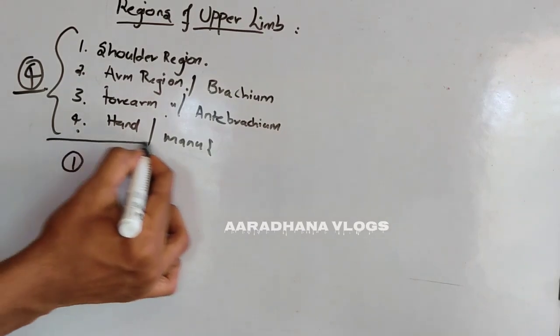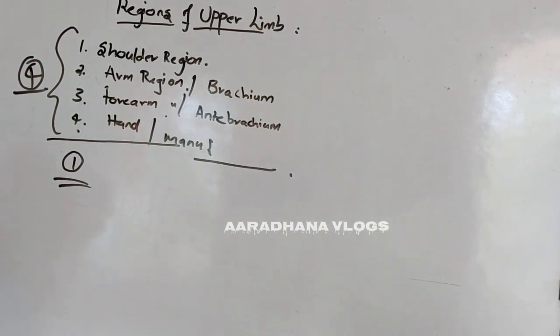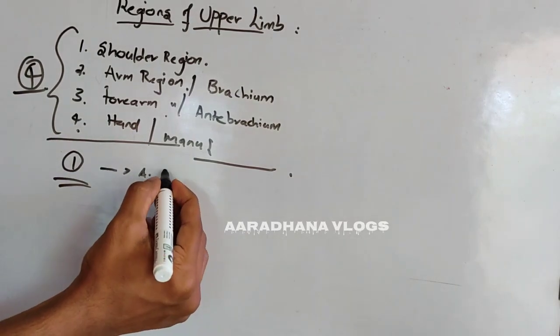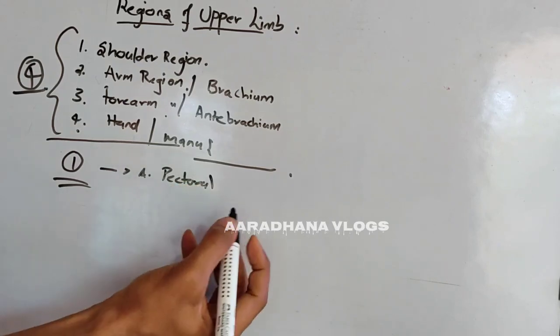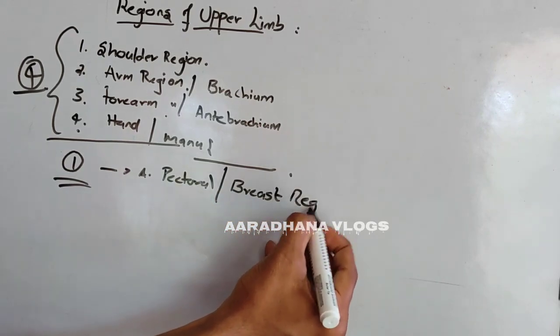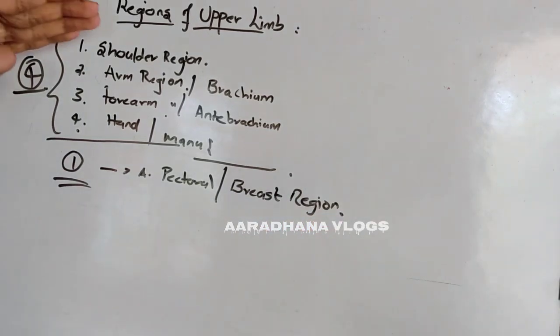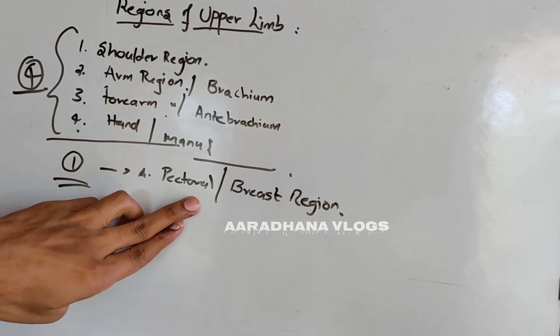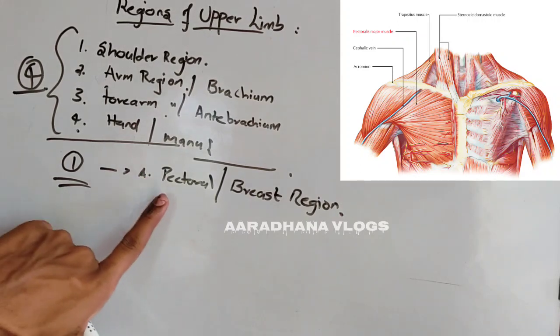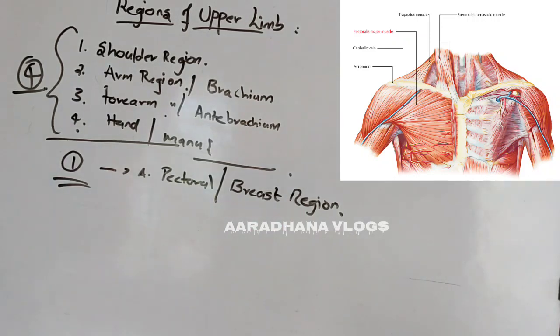The shoulder region includes, first, the pectoral or breast region, which is in front of the chest. As you can see in the video and the photo, notice the photo simultaneously with the voice. First one is the pectoral or breast region, which is in the front of the chest.